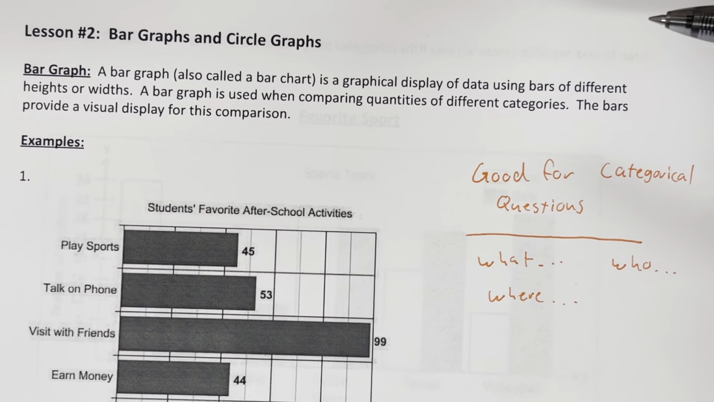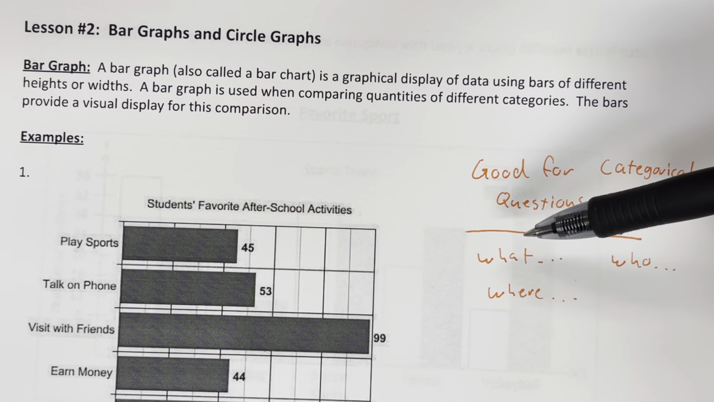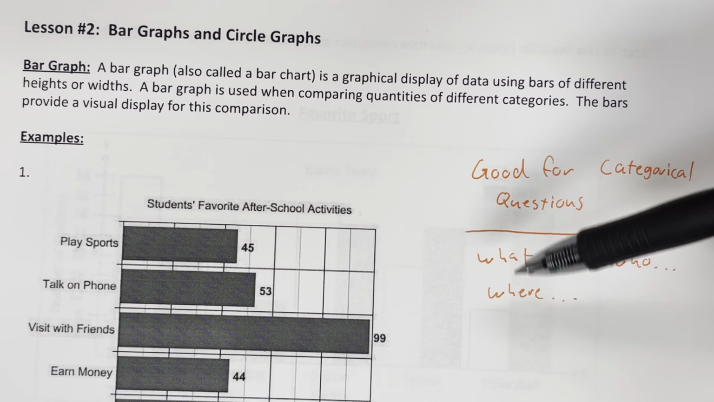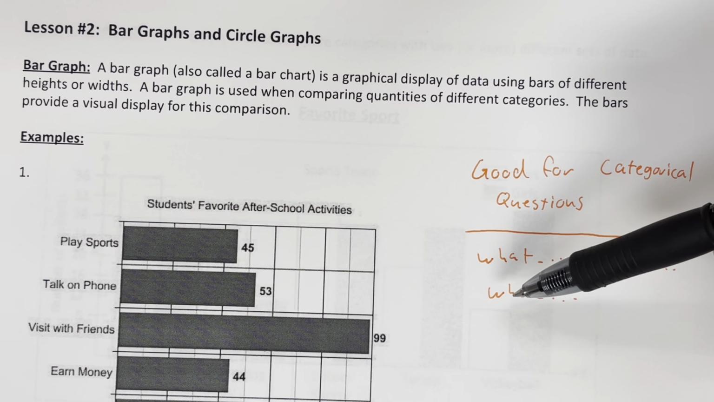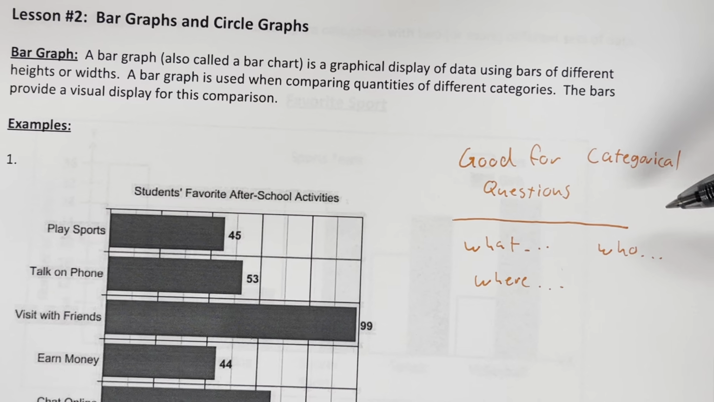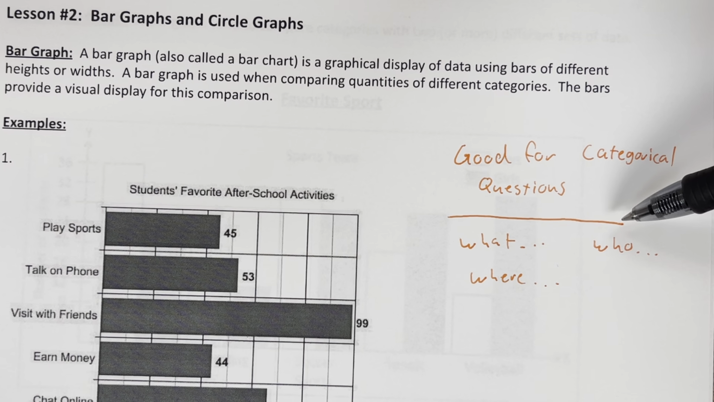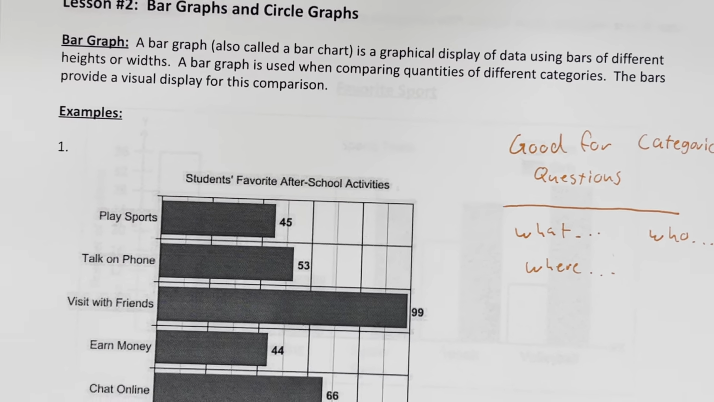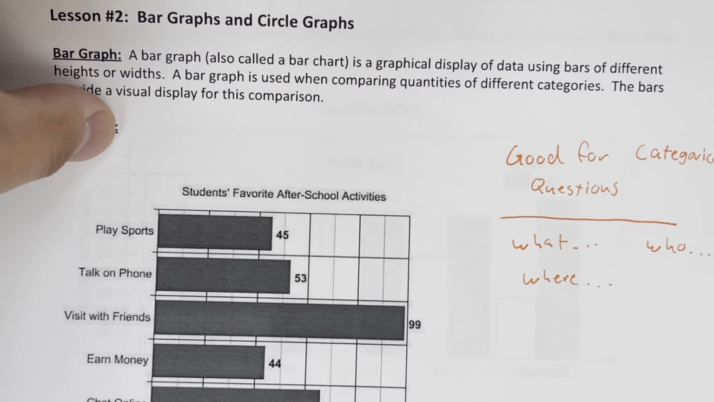So these are good for categorical questions like, what do you like to do? What do you want to buy? Where are you going to go? Would you prefer to go to Chipotle or Qdoba? And maybe who's your favorite basketball player? Who's your favorite football player? Questions like that could be asked to somebody. And then we could poll a specific number of individuals and find the answers to those questions.